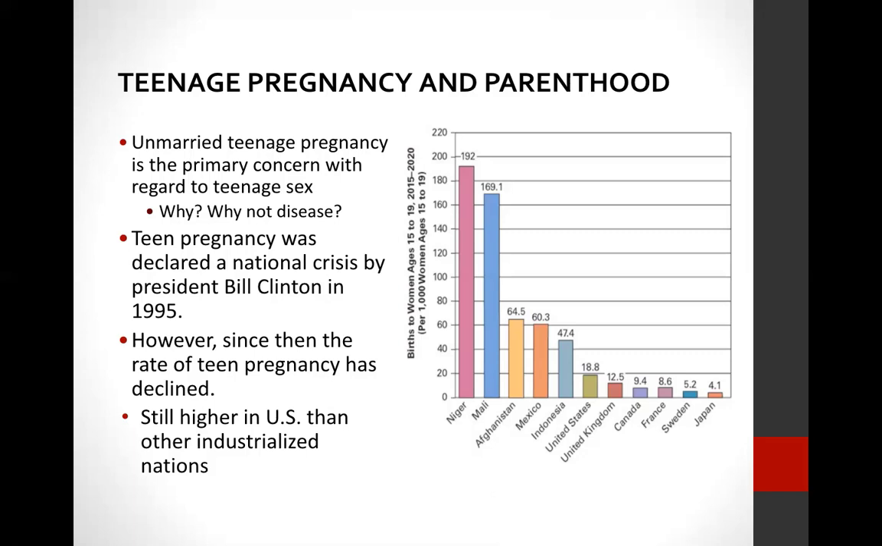At one point, it was declared a national crisis by President Clinton in 1995. And we'll talk about what the response to that has been. But it has steadily declined since then. Although it's worth noting that even though it's declined, we're still higher than other industrialized nations. Probably has a lot to do with healthcare access, and it has a lot to do with access to contraceptives, particularly contraceptives that have a lower failure rate, like hormonal birth control, IUDs, implants, especially among young populations.